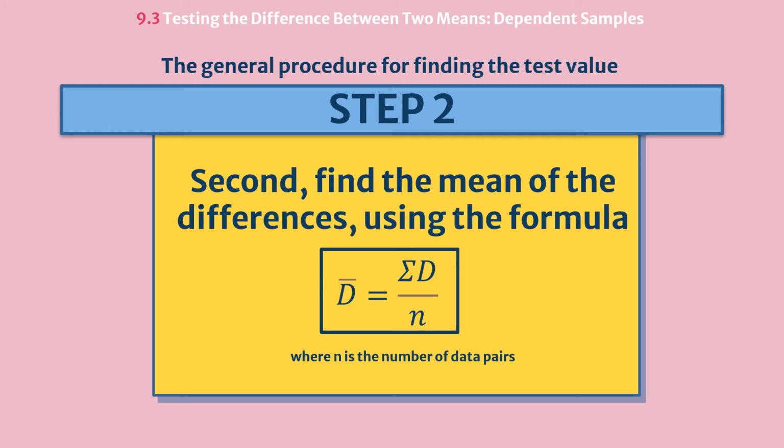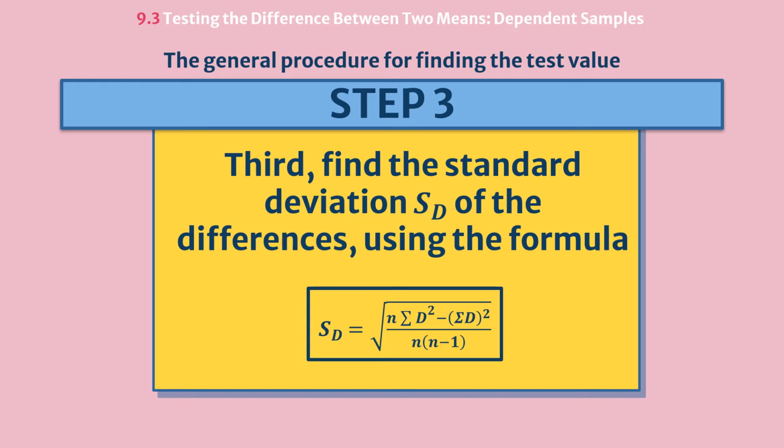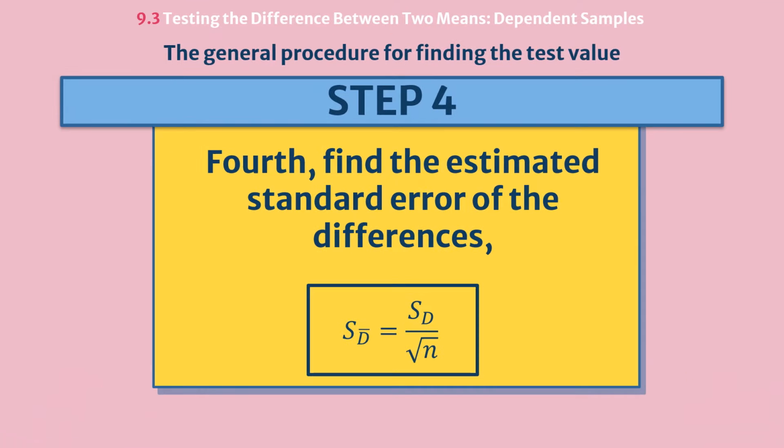Step 2. Find the mean of the differences using the formula. We have d bar equals summation of d over n, where n is the number of data pairs. Step 3. Find the standard deviation of the differences using the formula given. Next step, step 4. Find the estimated standard error of the differences.